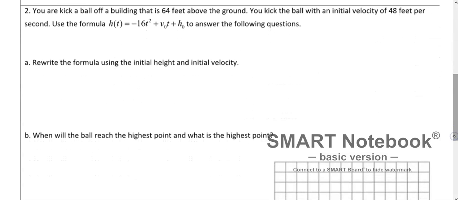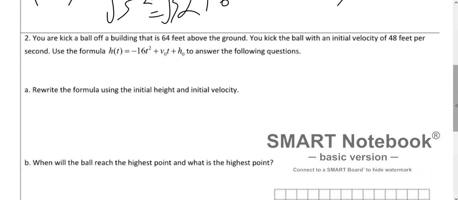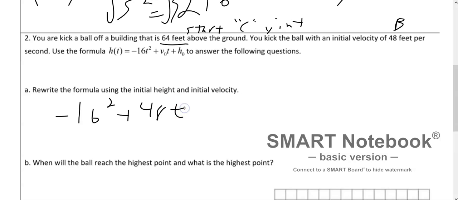Number 2, you kick a ball off a building that's 64 feet above the ground. Now remember, 64 feet is the initial height. That is your starting point. That is your C, that is your y-intercept. You kick it 48 feet per second. That's your B. So, negative 16t squared plus 48t plus 64, and that equals h of t, height as a function of time.